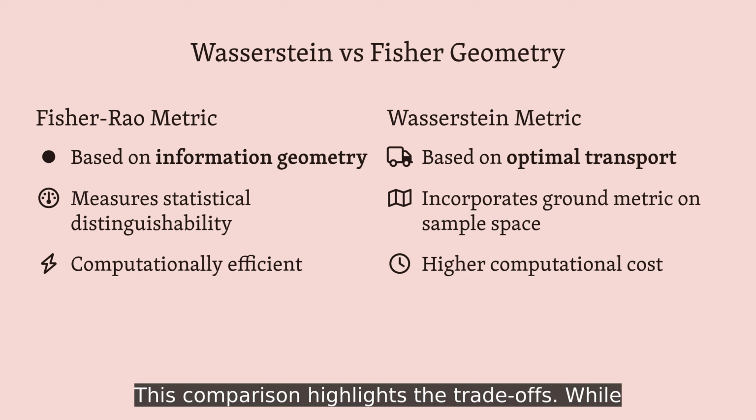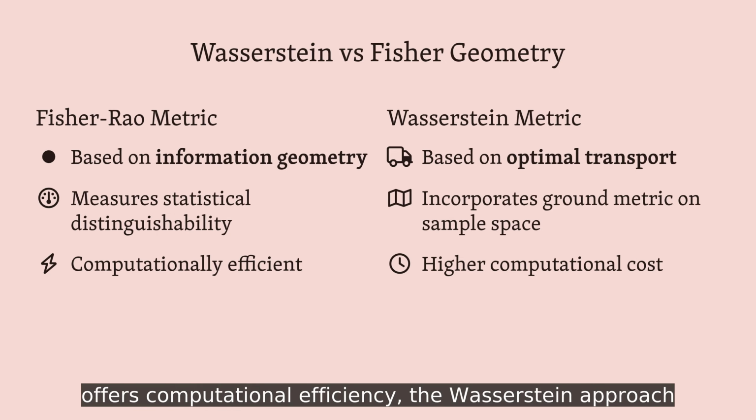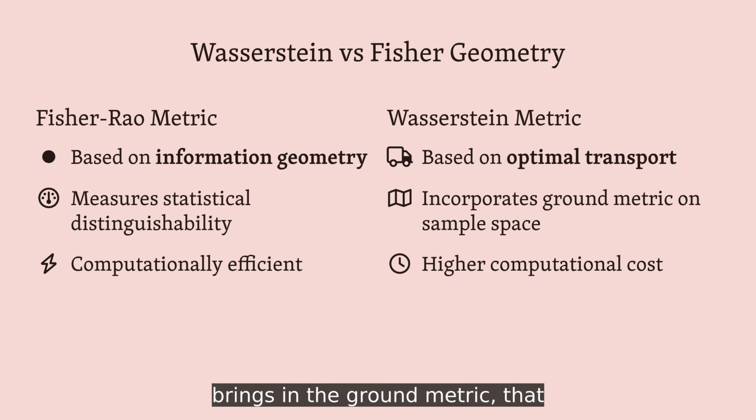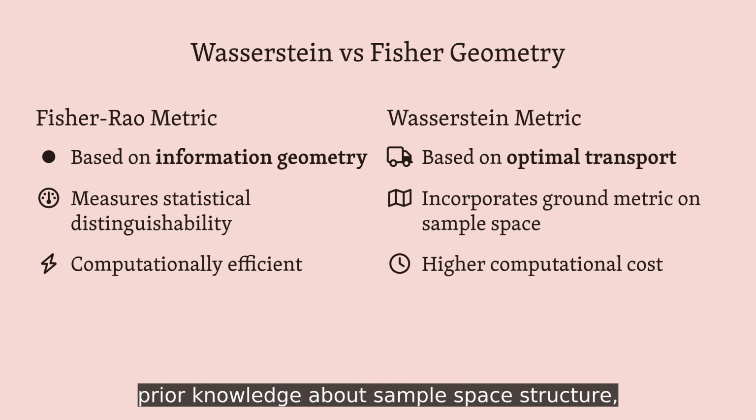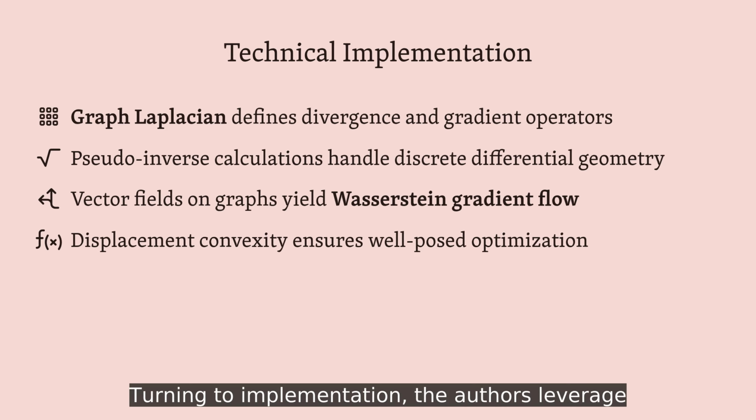This comparison highlights the trade-offs. While the Fisher-Rao metric has been the standard in natural gradient methods and offers computational efficiency, the Wasserstein approach brings in the ground metric, that prior knowledge about sample space structure, creating geometrically distinct optimization paths at the cost of additional computation. Turning to implementation, the authors leverage graph theory machinery.